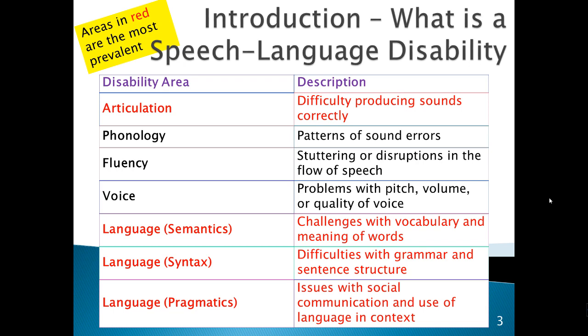What is a speech language disability? We have different categories. Articulation is very common, so the ones in red are the ones you're going to see mostly on IEPs. Difficulty producing sounds, K's, G's, M's, P's, S's. Phonology, pattern of sound errors. It might be that the student leaves off the final sound in a word.